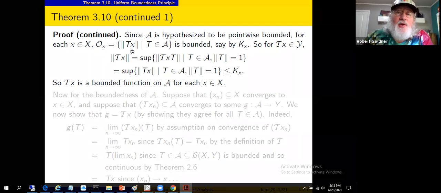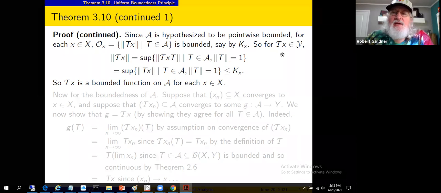Let's find a bound on this O sub x. We know one exists. That's a hypothesis. Let's call it K sub x. So O sub x is bounded by K sub x. Now, the x's change, the sets change, and the bounds change. So we don't have any kind of uniform boundedness yet. But we do have these cross-sectional bounds.